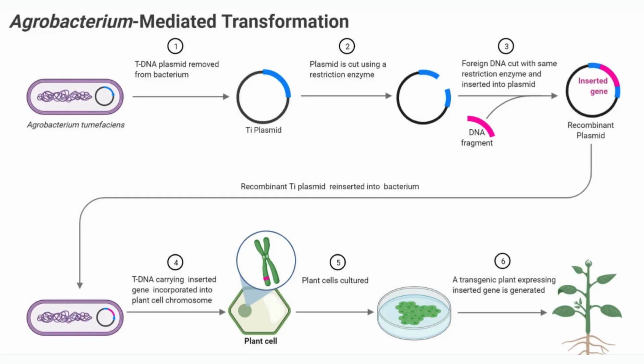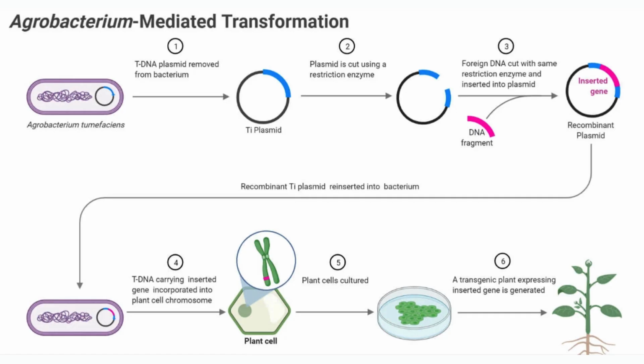So what happens inside the plant cell is that the T-DNA is transferred into the plant nucleus via a molecular transport mechanism. So the foreign gene integrates into the plant's genome where it will be stably inherited by future plant generations. Step 6, or the last step, would be selection and regeneration of transgenic plants. So after the transformation, the plant cells are transferred to a selection medium containing antibiotics or herbicides.